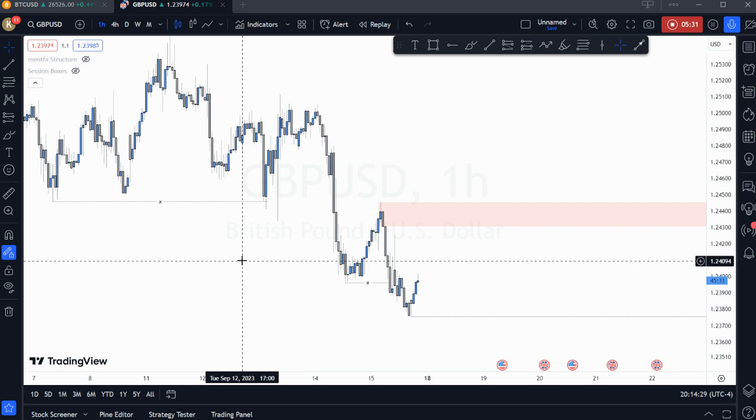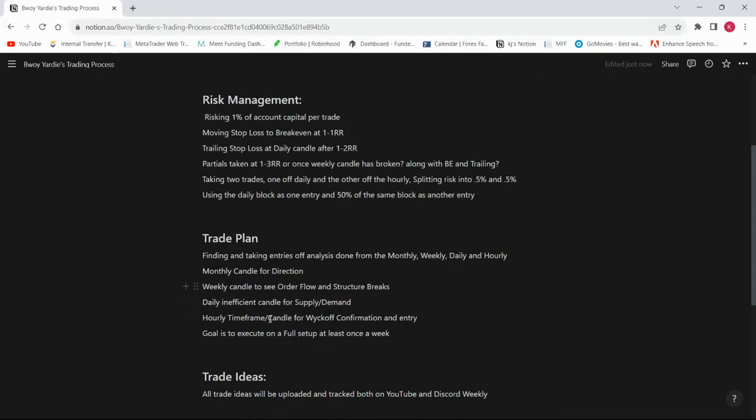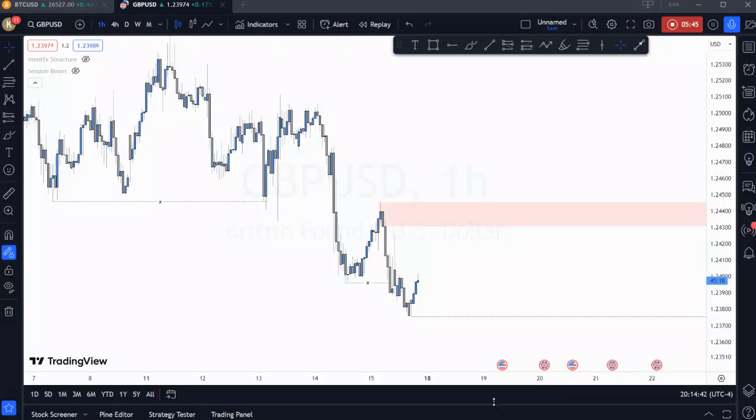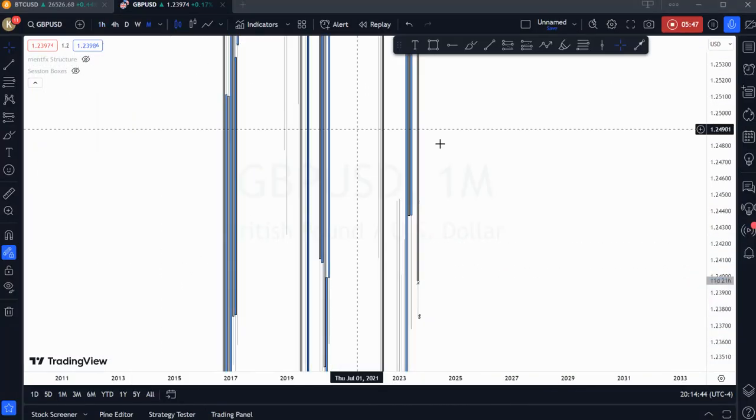That's it for the top down process. So for right now, we are here on the hourly trying to look for the confirmation, and having no confirmation gives us no entry. So we have nothing at risk right now, just looking for a full setup. The top down part is making sense.